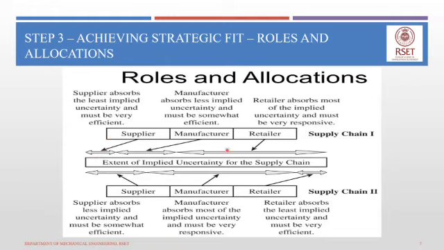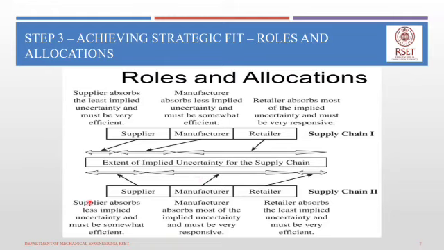So the entire extent of implied uncertainty faced by the supply chain is achieved by making one of the stages, that is the retailer stage, highly responsive, the manufacturer stage somewhat efficient, and the supply stage very efficient. That is the case with supply chain 1. And in supply chain 2 we see another, different scenario. Here the retailer absorbs very little implied uncertainty and thus they should focus upon being very efficient. The manufacturer absorbs most of the implied uncertainty and thus they must be responsive.